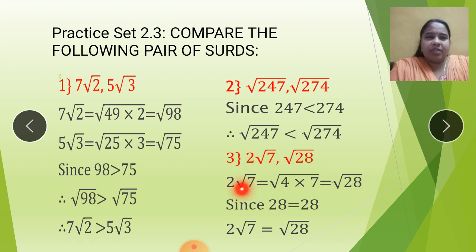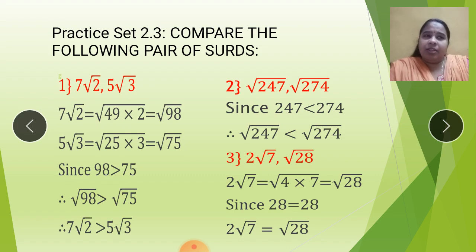So 2 root of 7. This 2 will go inside the radical sign. What should I write? Square of 2, 4. So 4 into 7, which is nothing but square root of 28. I got here square root of 28. Question also, it was square root of 28. Since 28 is equal to 28, I can conclude that they are equal surds.